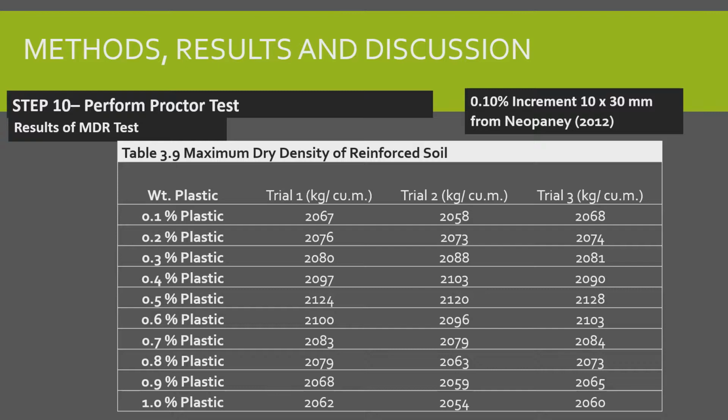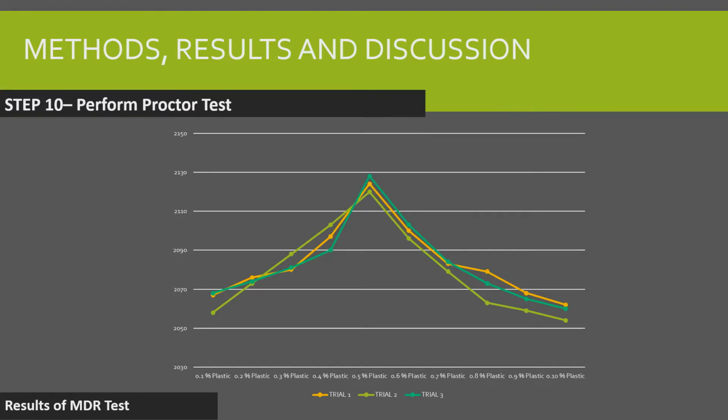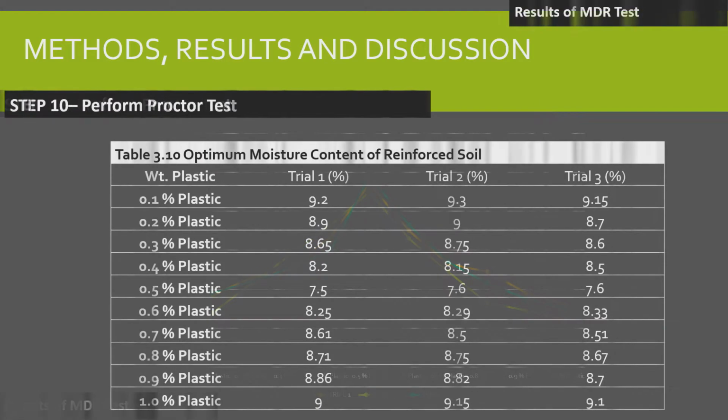Trial 1 generally shows the maximum dry densities of soil with plastic obtained from Site 1, Trial 2 for Site 2, and Trial 3 for Site 3. The graph shows the maximum dry density versus the percent plastic weight of soil. So as we can see, adding plastic generally improves the maximum dry density of soil, having its maximum efficiency at 0.5% plastic. Another property that we could determine in the Proctor test is the optimum moisture content.